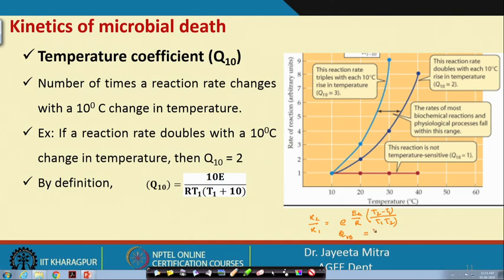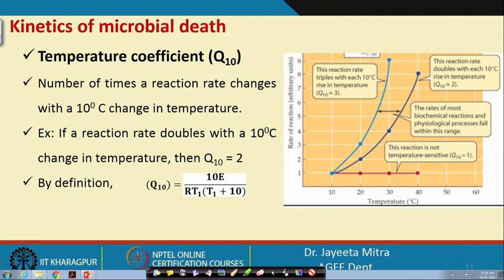We can get this as e to the power Ea by R into (T2 minus T1, which is 10) by T1 T2, that is if it is T1, then T2 will become T1 plus 10. We can take out that ln and get the expression, that is Ea by R into 10 by T1 into (T1 plus 10).